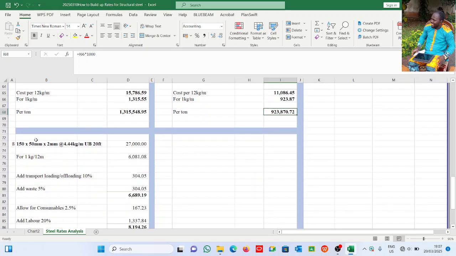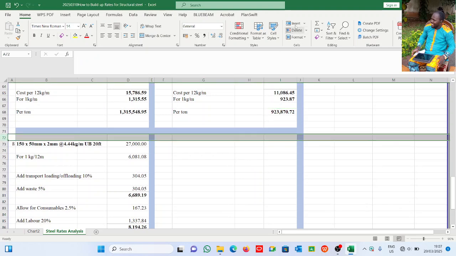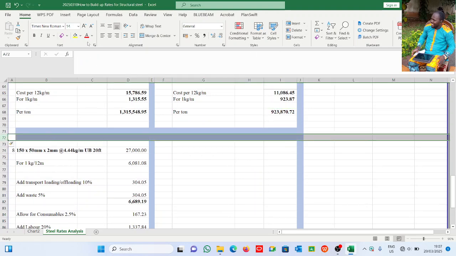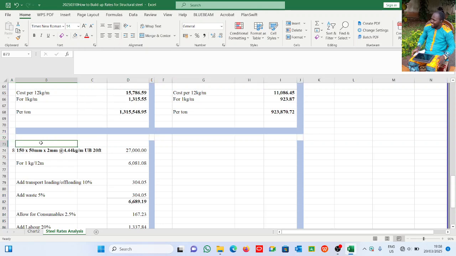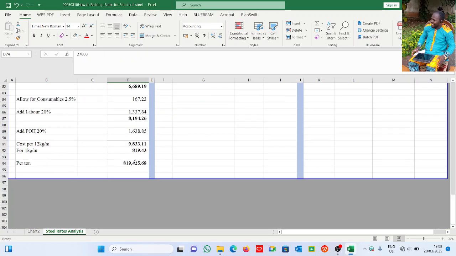Now this is Z-purlin, 150 by 50. This is Z-purlin, whichever you want to call it. From the description, you already know 150 by 50 by 2 mm by 4.44 kg per meter, and it is 20 feet. It's sold at 27,000 naira. So this is 819,000 per ton, at 819 naira 43 kobo per kg.